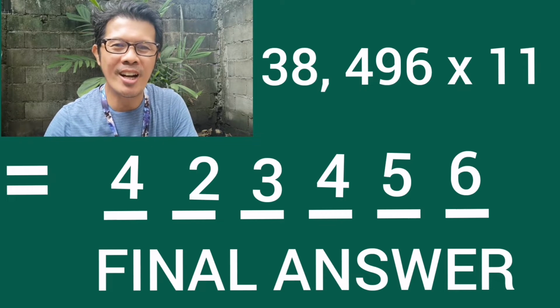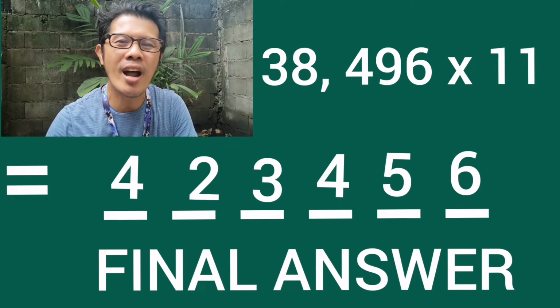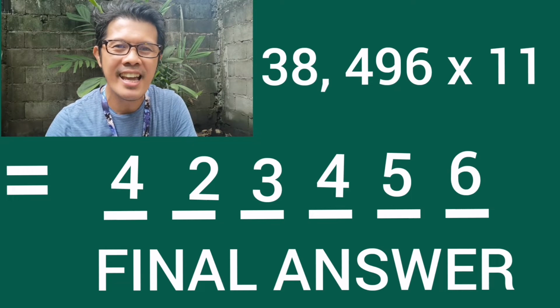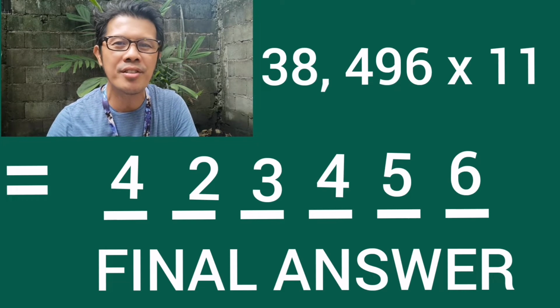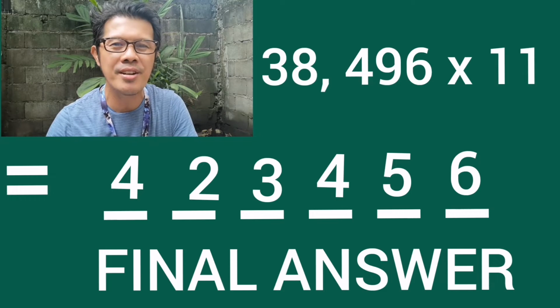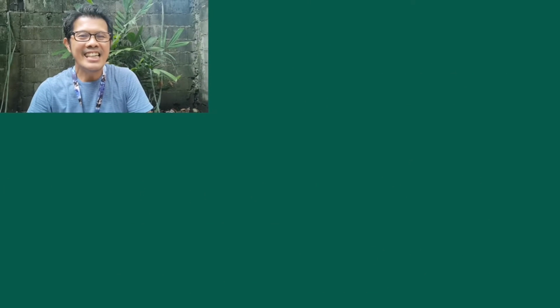Therefore, the product of 38,496 times 11 is 423,456.